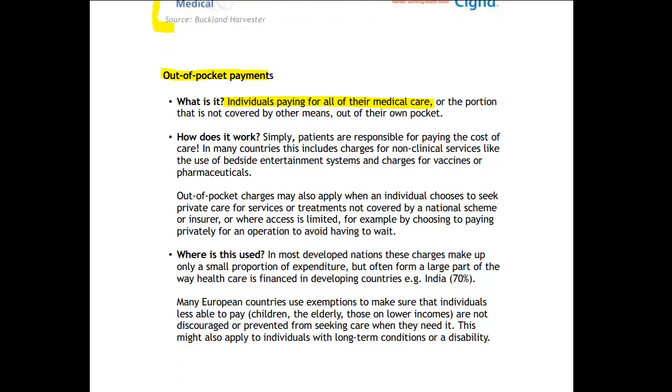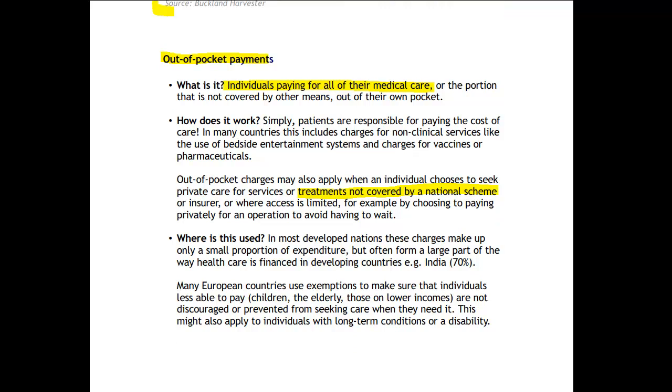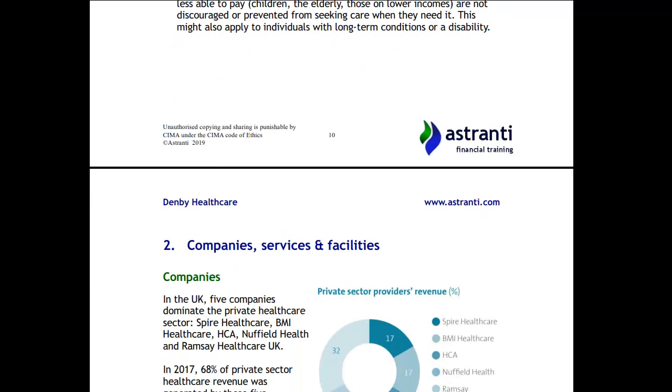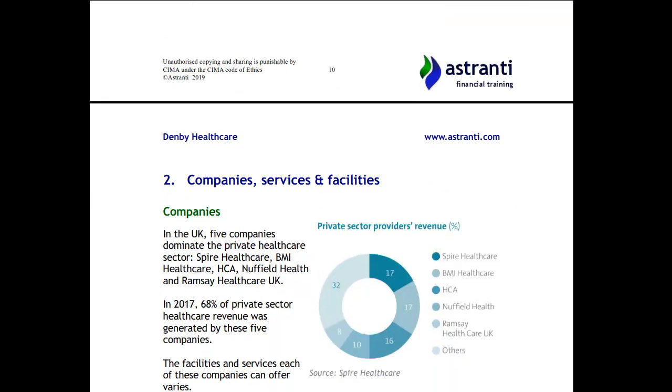But these charges are also incurred when an individual is looking to receive a treatment that's not covered by a national scheme. So for example, it might be by choosing to pay for an operation because they just simply don't want to wait for the publicly funded treatment. Or it could be the case that it's not deemed essential, so it's very highly elective treatment, like cosmetic surgery, for example. So that's the different ways in which healthcare can be funded.